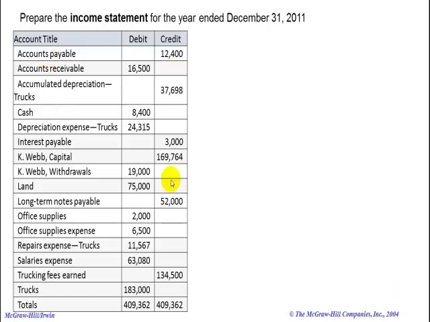Here we have a trial balance, and we are supposed to put together an income statement for the year ended December 31st, 2011. So, what is the first revenue account from top to bottom, going down through this list of accounts? What would be the first revenue account? And I'm hoping your answer is going to be truck fees earned, 134.5, which would be right there.